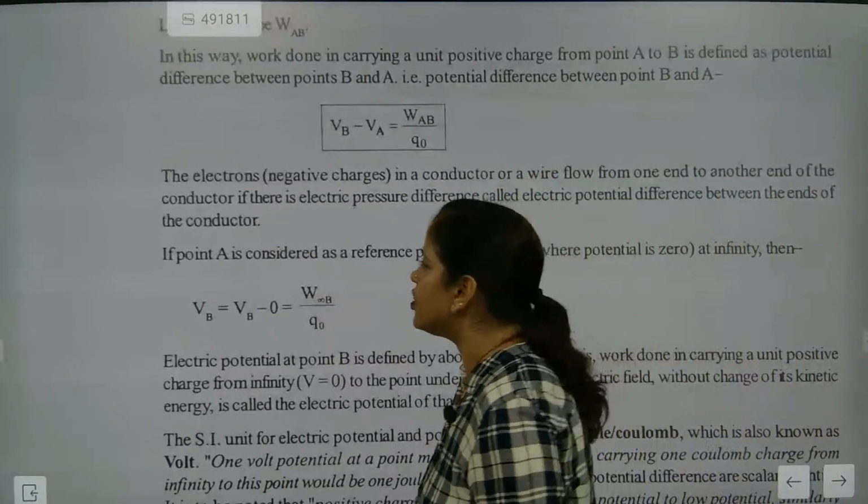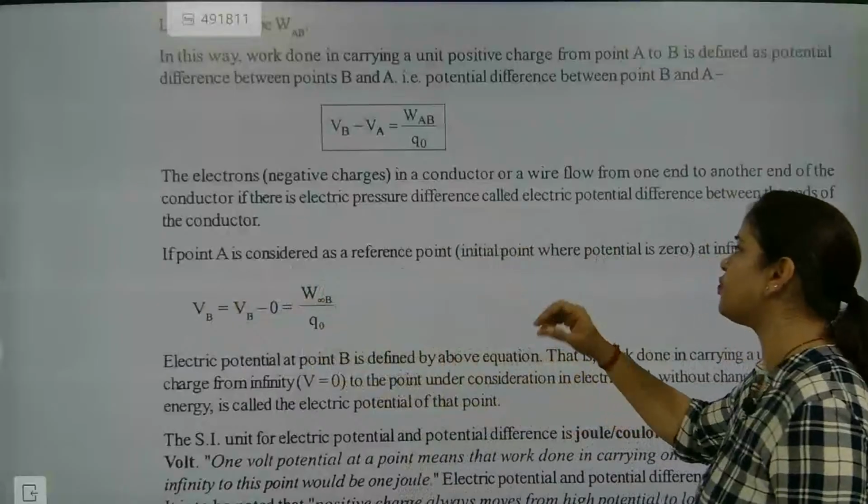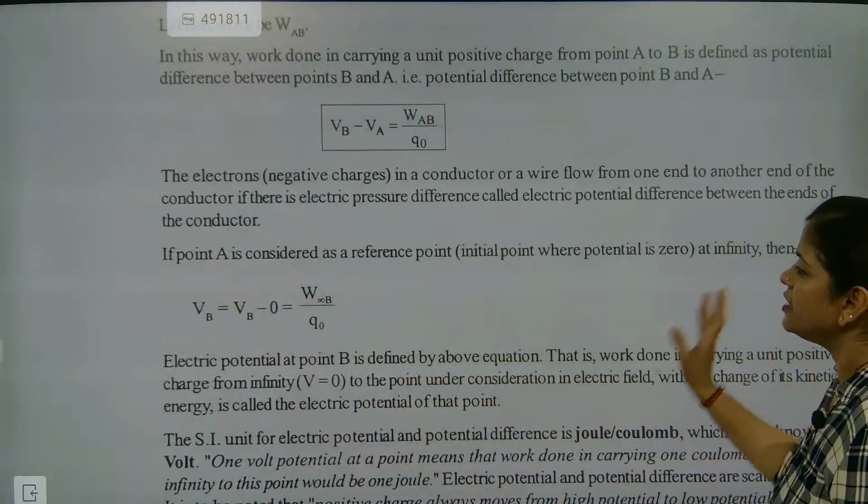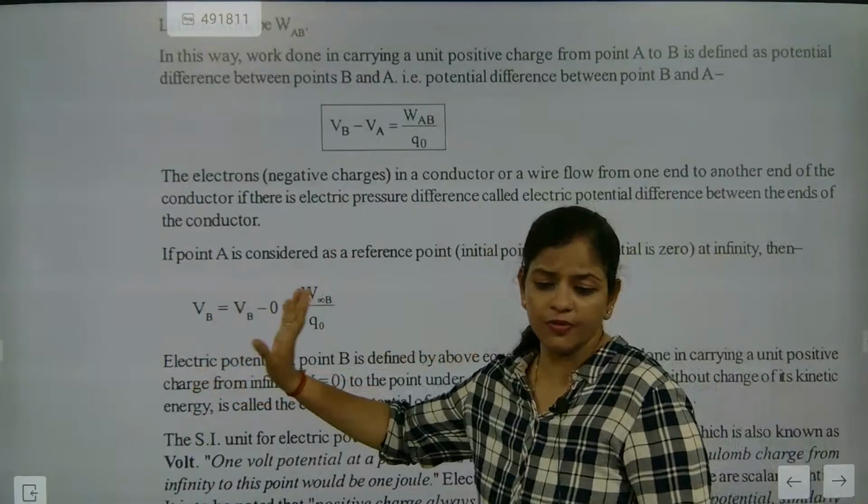Okay. So if point A is considered as a reference point, the initial point, where the potential is zero at infinity, then it will be totally about the VB location.